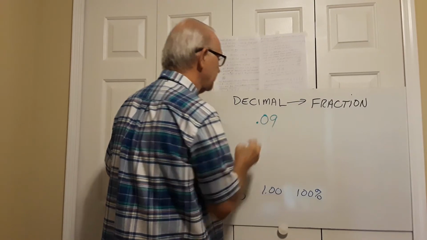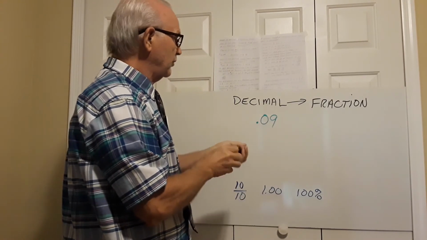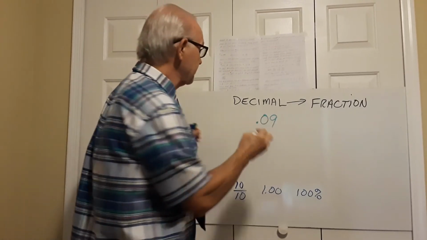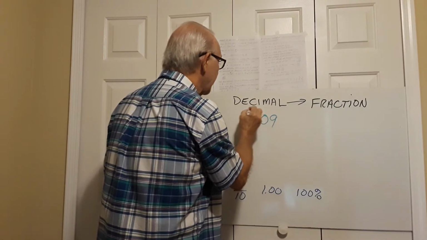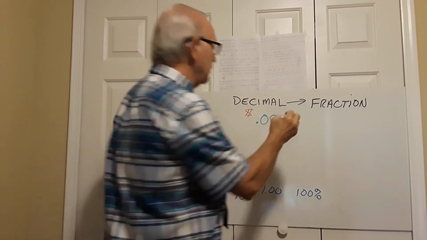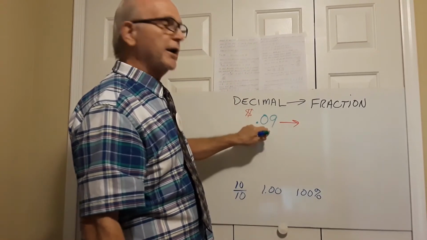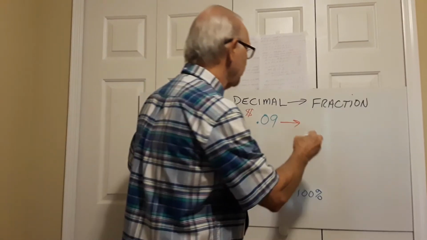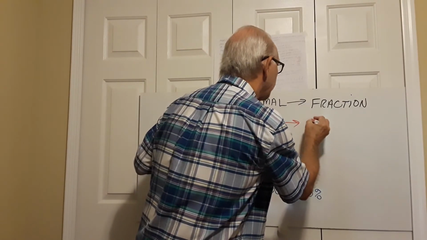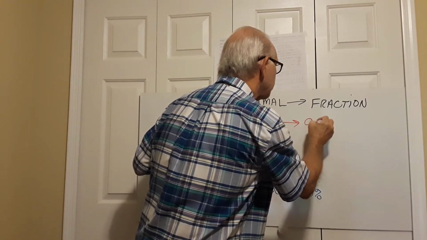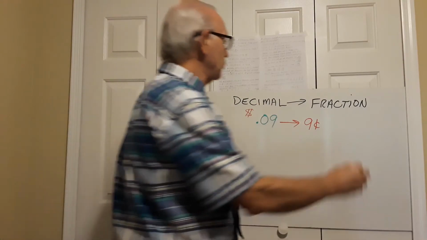Isn't that 9 cents? Isn't that the correct way to write 9 cents? Well, let's make that money. Let's move it over here. How many pennies do we have in 9 cents? That's correct. I heard somebody say it. 9 cents. 9 cents. And so what are we going to do?